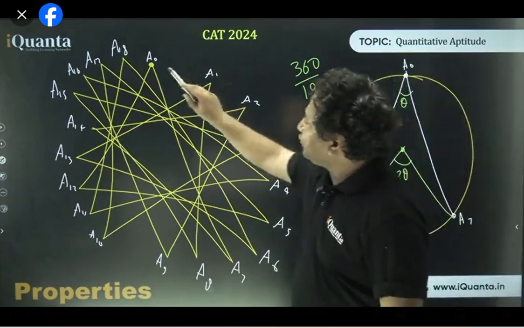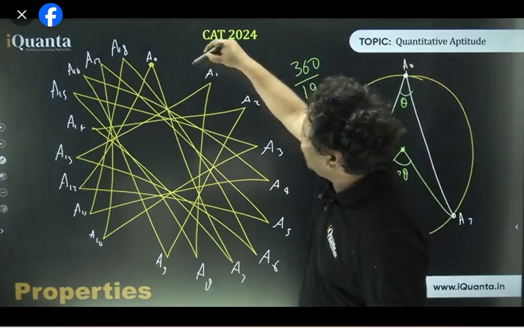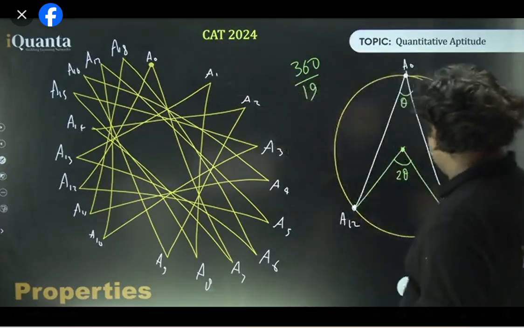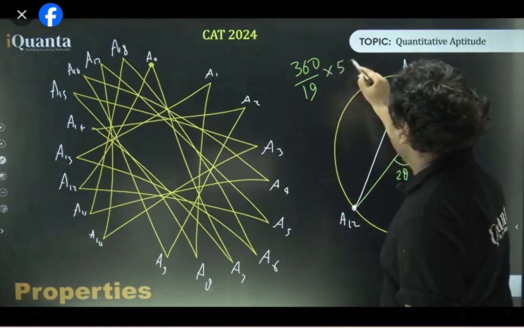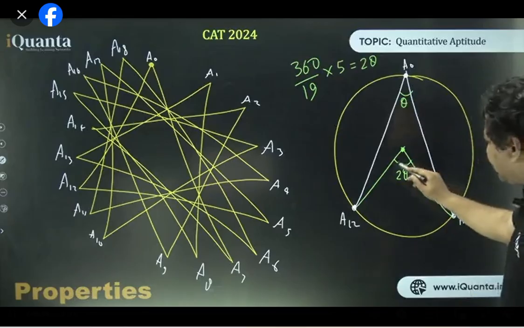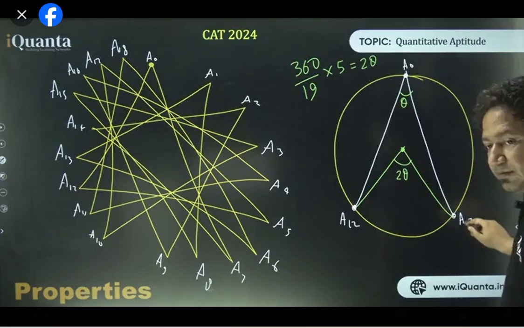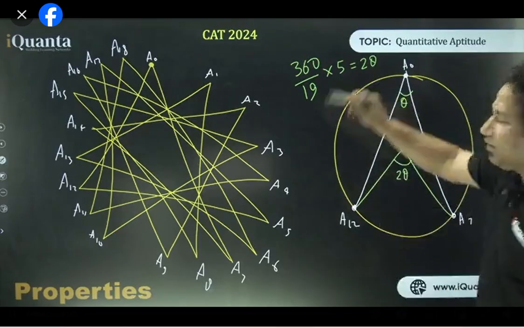Like if I move from A0 to A1, I'm moving this much angle. So at every step, I'm moving this much. A7 to A12 is 5 steps. So basically, I have moved 5 such angles. This angle is 2 theta. Is that clear? So the angle subtended at the center by the arc A7, A12 is equal to this. Yes or no?